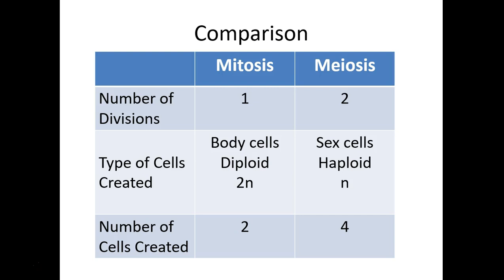In meiosis, we are creating sex cells or gametes, which are haploid, and that is abbreviated as N because we have 1 set of chromosomes. Mitosis gives us 2 cells. You can remember T for 2, and meiosis gives us 4.